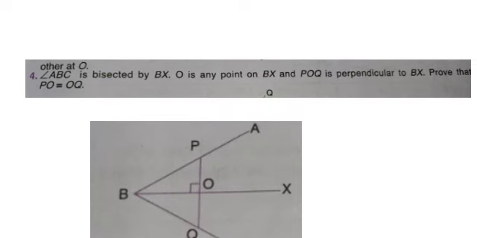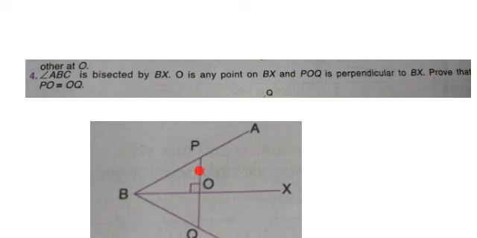So this is ABC. You can see in the figure A to B to C. This is bisected by this BX line. ABC is bisected by BX. O is any point on BX and POQ is perpendicular to BX. Prove that PO equals OQ.